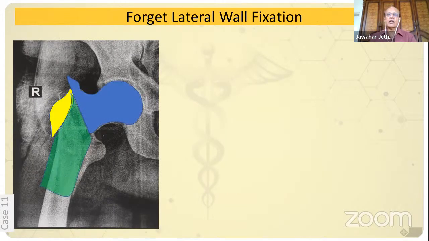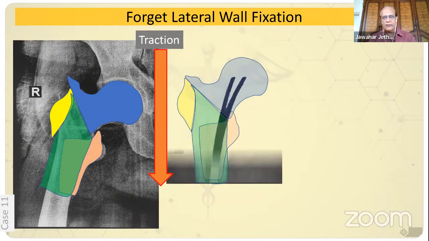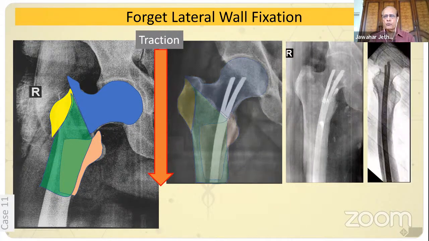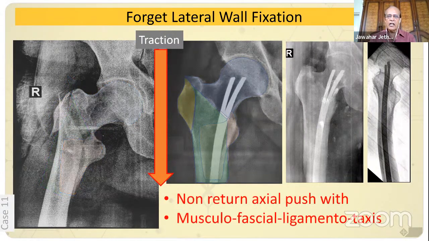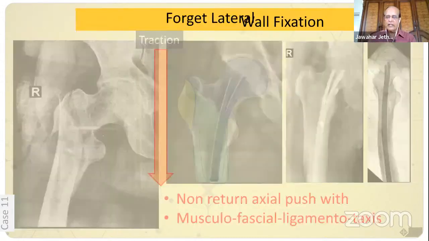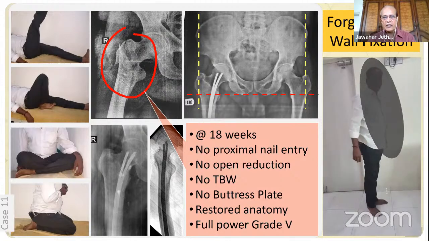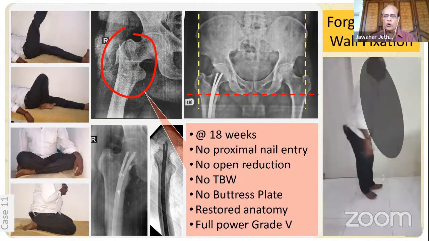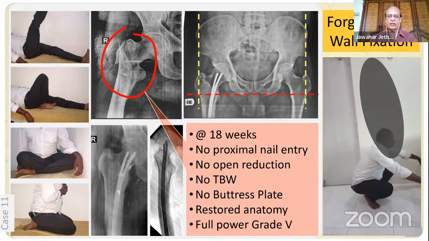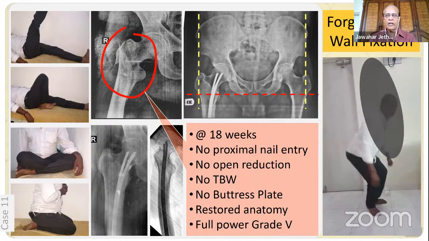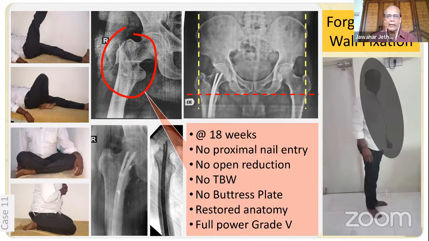Regarding the lateral comminution, if such fractures are there, you try to push only on the medial side, and a non-return axial push with musculofascial ligamentotaxis plays a role. Such fractures can also go on to good healing without loss of any reduction, and you can have a very good squat and smile at the end of 18 weeks. No proximal nail entry, no open reduction, no tension band wiring, no buttress plate, restored anatomy, and full grade power at the end of the full healing.